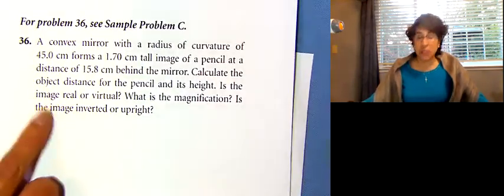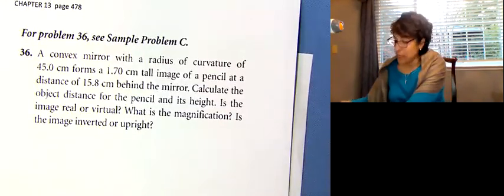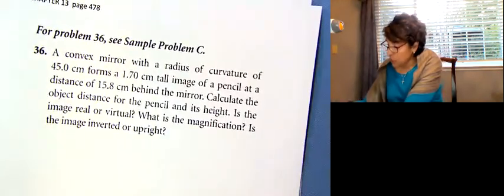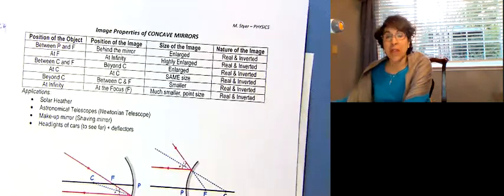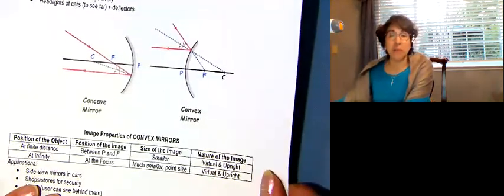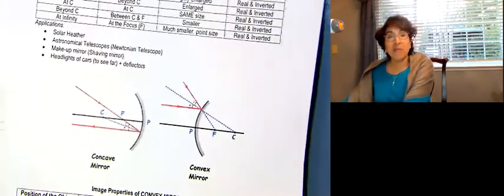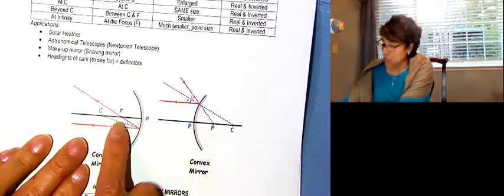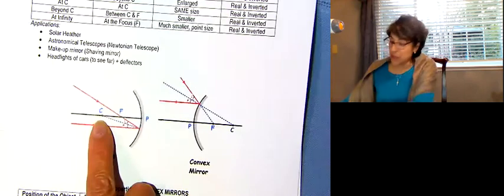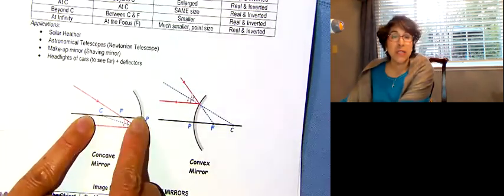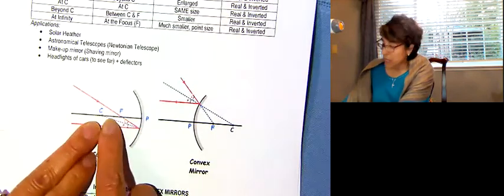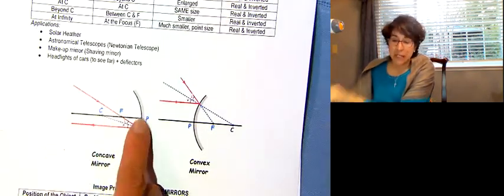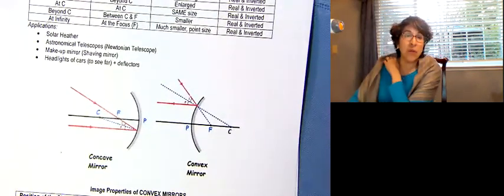But before we read this problem, I want to draw your attention to the handout that I gave you that summarizes the properties of concave mirrors and convex mirrors on this lower part. So here's an example. The concave mirror, on this side, we see the focal point, and the C, the center, that's the radius. So the distance from C to the edge of your concave mirror is the radius, and half of the radius is the focal distance.